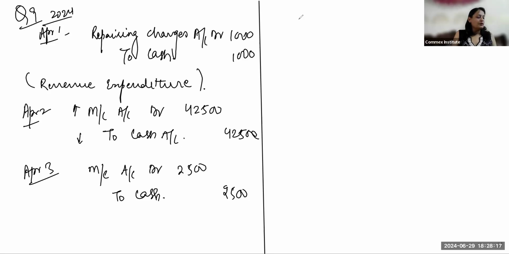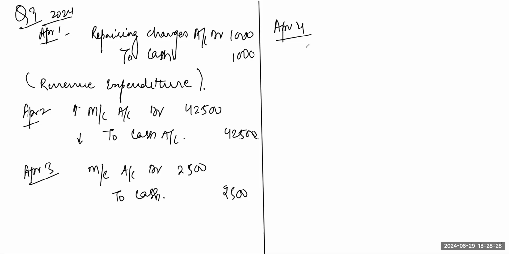Okay, come to April 4 entry. April 4 entry, I hope you won't make a mistake in that. Yes, Atri. Machinery account debit to cash. Very good. Machinery account debit to cash.